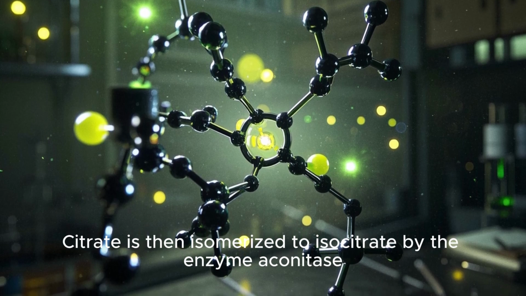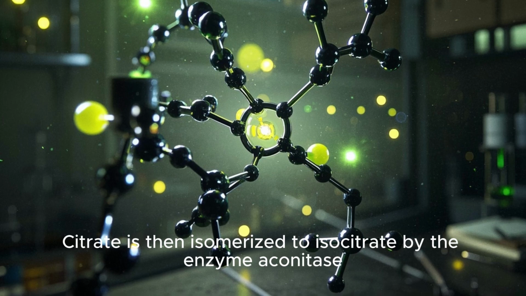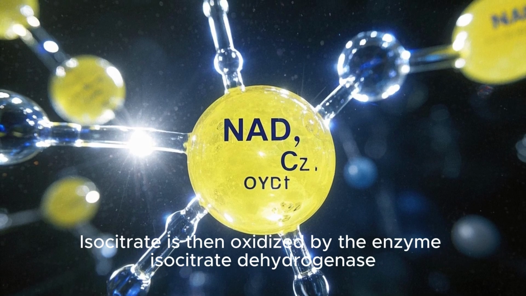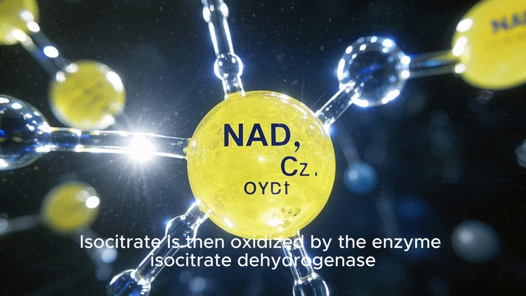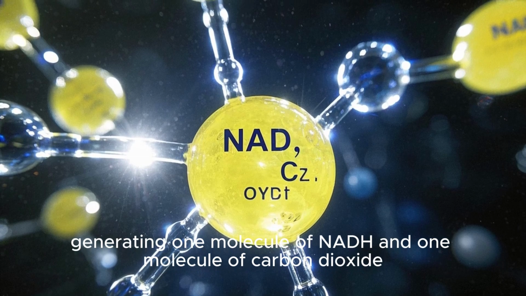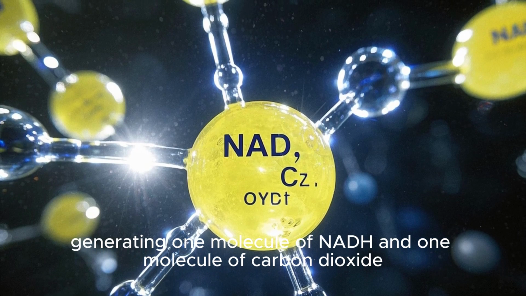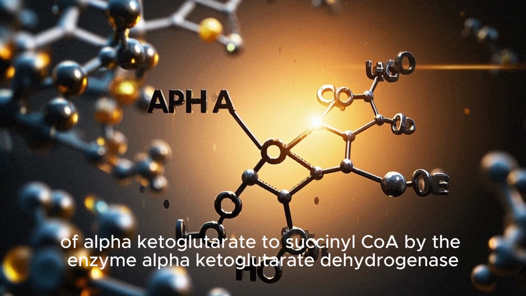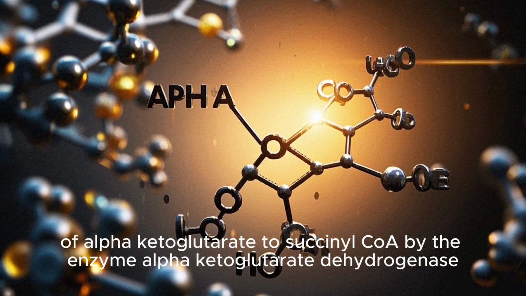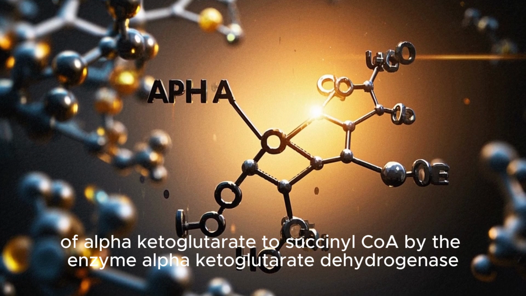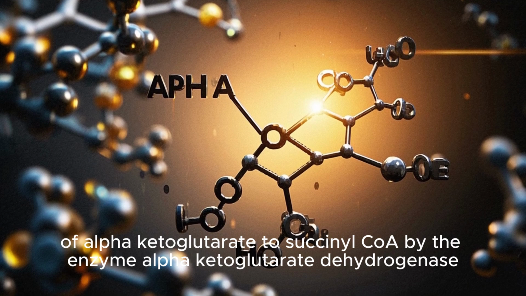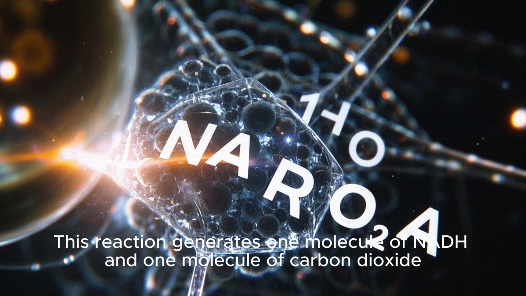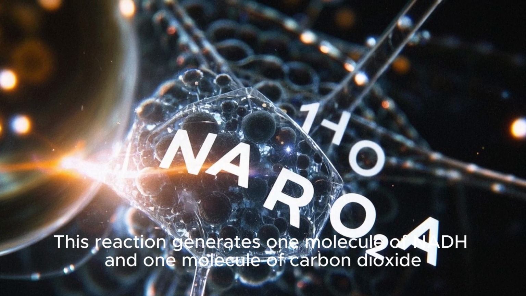Citrate is then isomerized to isocitrate by the enzyme aconitase. Isocitrate is then oxidized by the enzyme isocitrate dehydrogenase, generating 1 molecule of NADH and 1 molecule of carbon dioxide. The fourth step is the oxidative decarboxylation of alpha-ketoglutarate to succinyl-CoA by the enzyme alpha-ketoglutarate dehydrogenase. This reaction generates 1 molecule of NADH and 1 molecule of carbon dioxide.